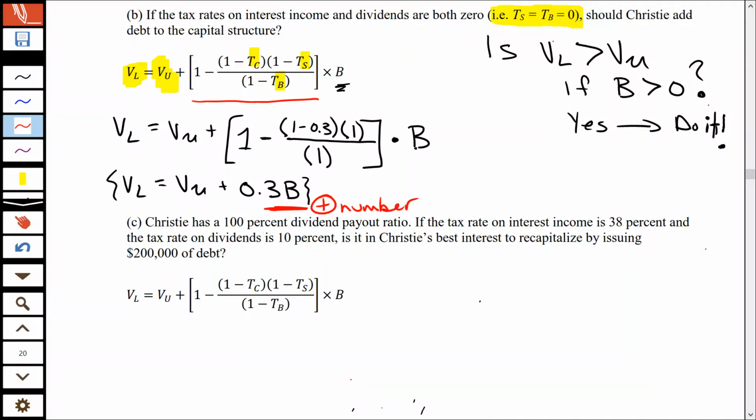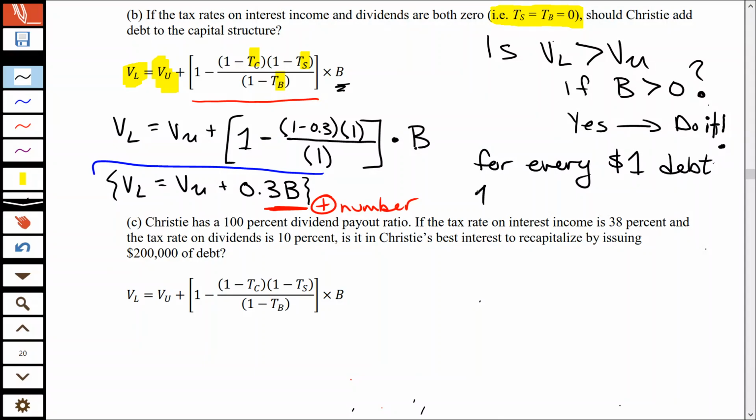And so we can simply look at this expression that we have generated in its entirety, and we can ask ourselves, is VL going to be greater than VU? Well, VU will be positive. The value of the firm was established in the previous part of the question as 1 million and change. And what this result tells us right here is that for every dollar of debt that I add to Christie's capital structure, we can increase the value of the levered firm by $0.3, or in other words, 30 cents.